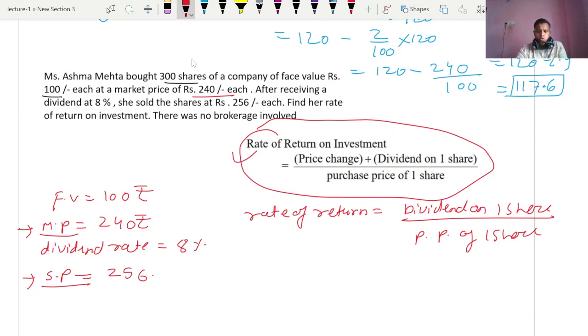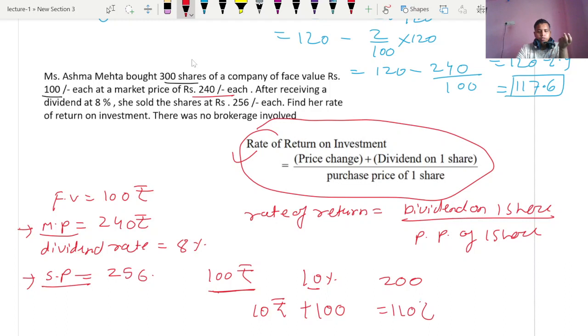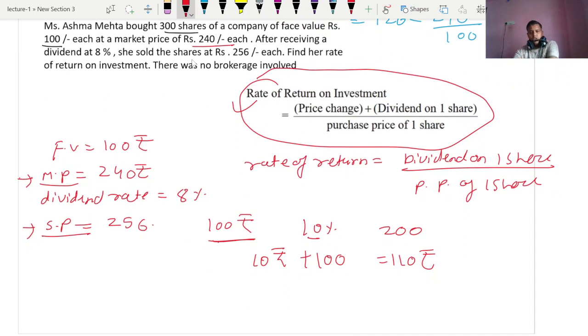Because suppose if I have a share of 100 rupees, okay, I have to find the rate of return. I have a share of 100 rupees, I got 10% dividend on it and I sold it for 200 rupees, so how much did I earn in total? One, the 10% dividend on 100 rupees, which is 10 rupees, correct, and second, I sold the 100 rupees share for 200 rupees, that is plus 100 rupees. So what is my total income from that share? 110 rupees, correct. So this is the thing, rate of return. Okay, so just find out what is rate of return? Price change plus dividend on one share divided by purchase price of one share.